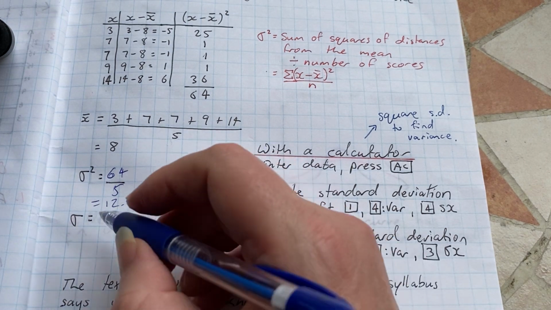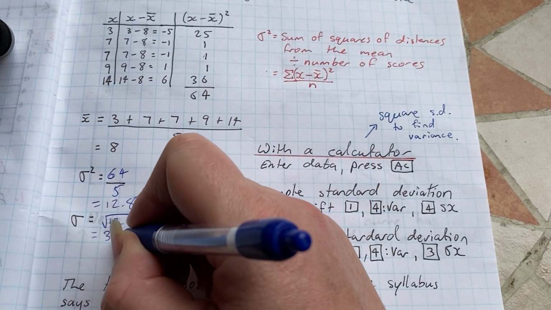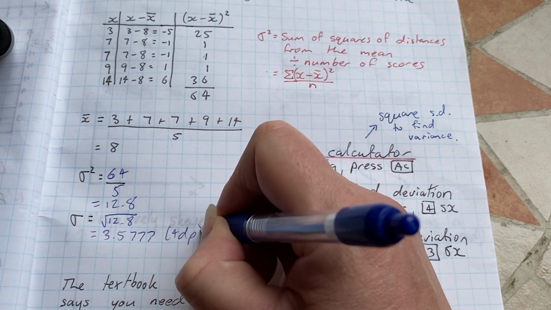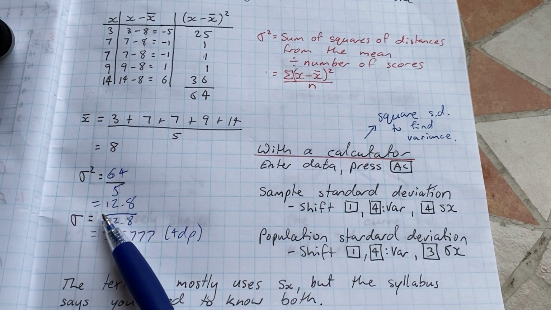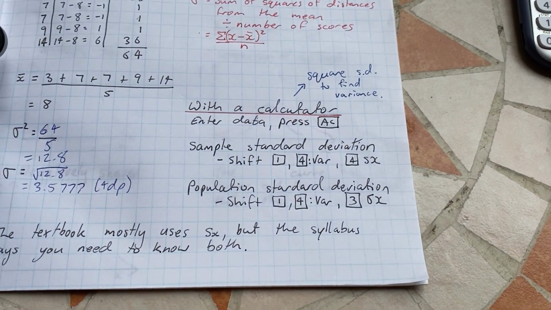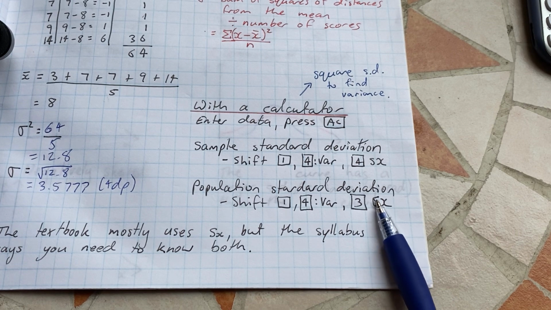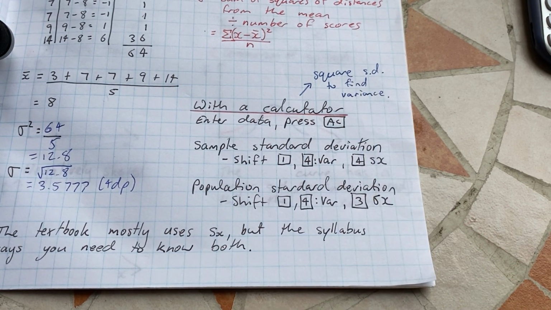And the standard deviation is the square root of that, the square root of 12.8, which equals 3.5777 to 4 decimal places. We do tend to give a few decimal places. Depending on the type of data, you may want more or less. Here are the instructions for how to find the standard deviation with your calculator. To find the variance, just find the standard deviation and square it.